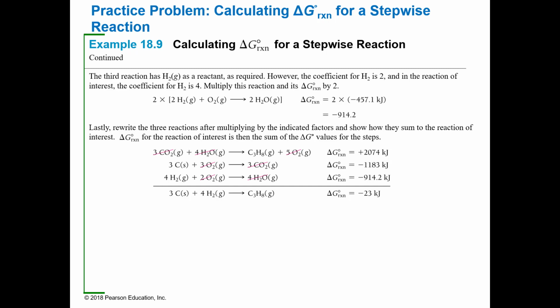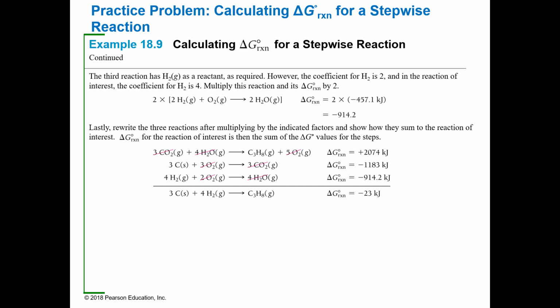So what's left standing? Well, you bring that down. 3 moles of carbon, 4 moles of hydrogen yields propane. You add up your numbers after the manipulations and you find out that the delta G of this reaction is negative 23 kilojoules. So this reaction is spontaneous at this temperature. It's not great, but it is spontaneous.